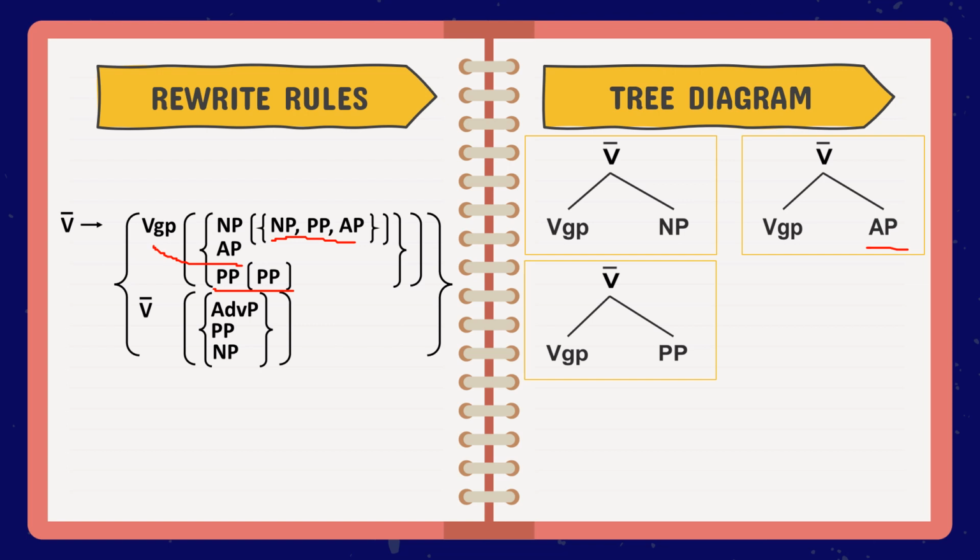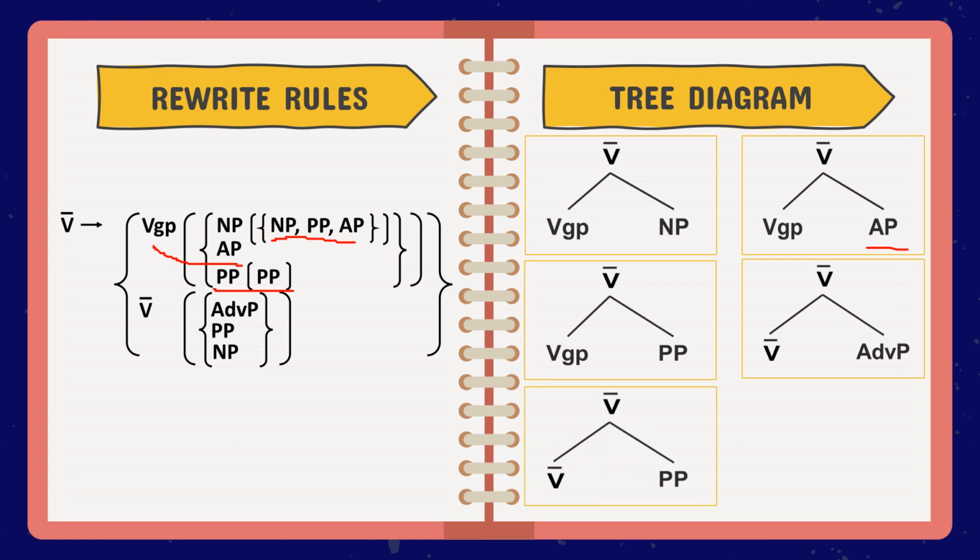Next illustration, we have V-bar that consists of V-bar and adverb phrase. We can also have V-bar that consists of V-bar and prepositional phrase. Another, we have V-bar that consists of V-bar and a noun phrase.